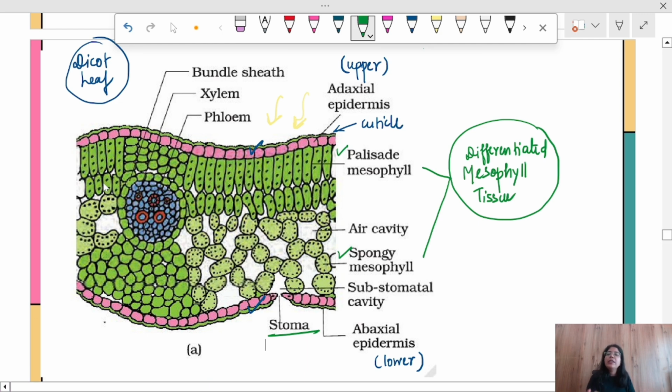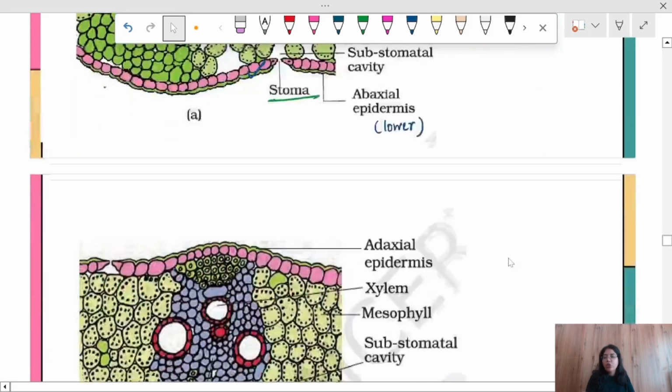Just see the labelings of these diagrams. That is very important, because sometimes they give you some figures and just write labels like A, B, C. They ask which among the following is the correct match for label A, let's suppose substomatal cavity. They will not ask you the function, but they will definitely give it as a label. So please revise these diagrams very thoroughly.